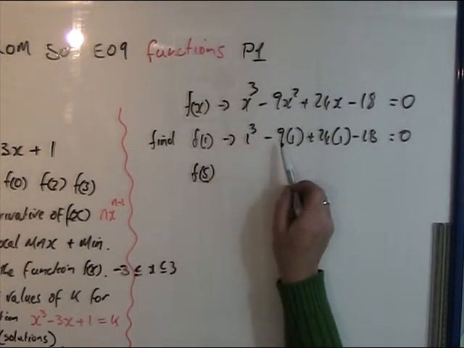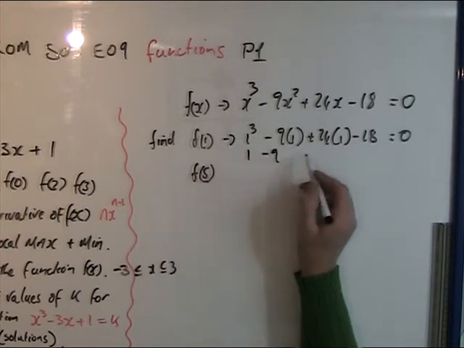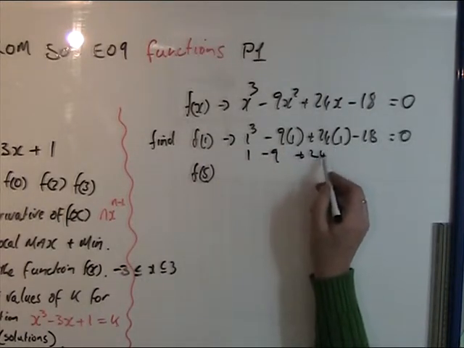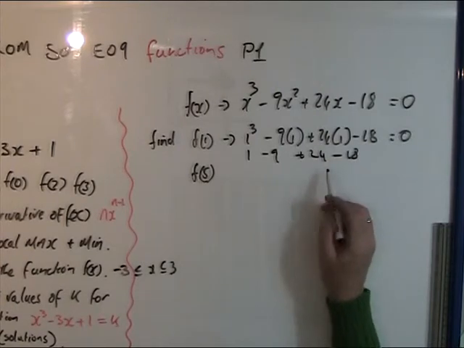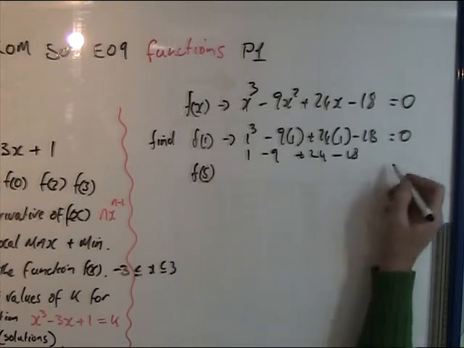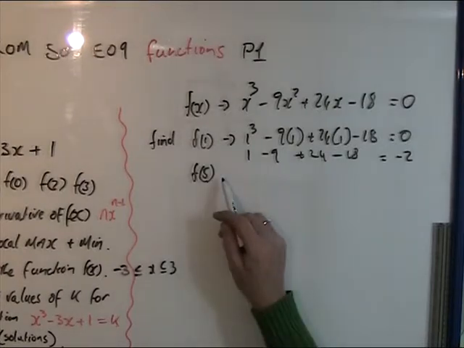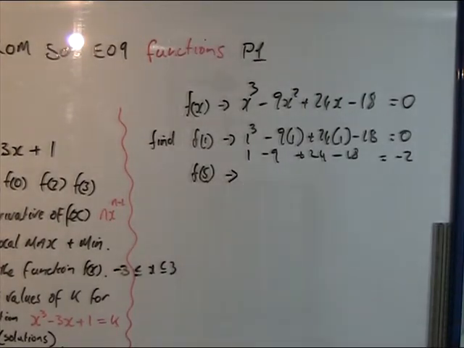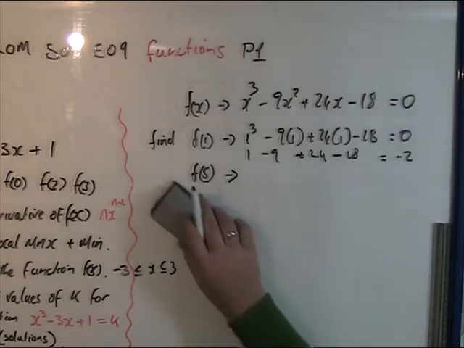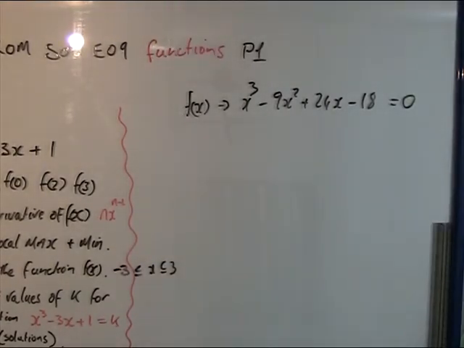1 cubed is 1, because there's no minus here, no problems. Minus 9, plus 24, and minus 18. Okay, minus 18 and minus 9 is minus 27, plus 24 is minus 3, plus 1 is minus 2, so it's going to be equal to minus 2. Now you can do this yourself, alright? And you do f of 5. So you put in a range of values and you get your range of values out and you get your solutions.